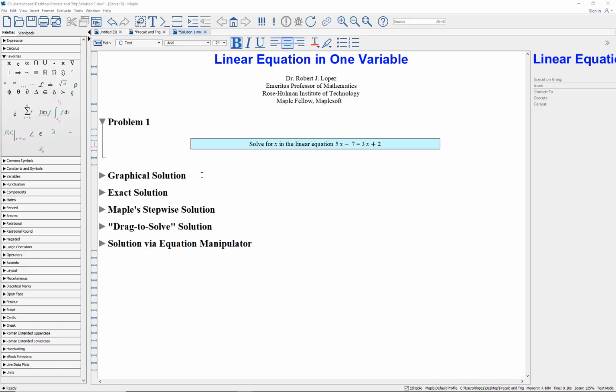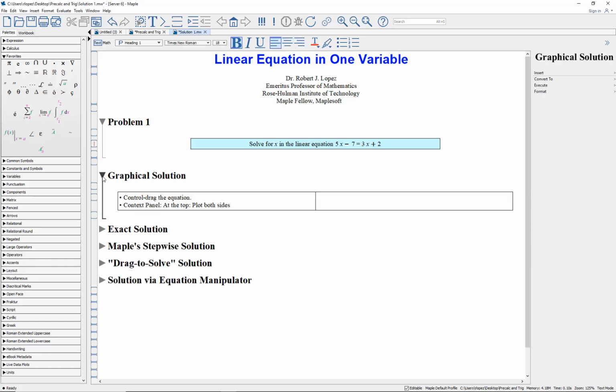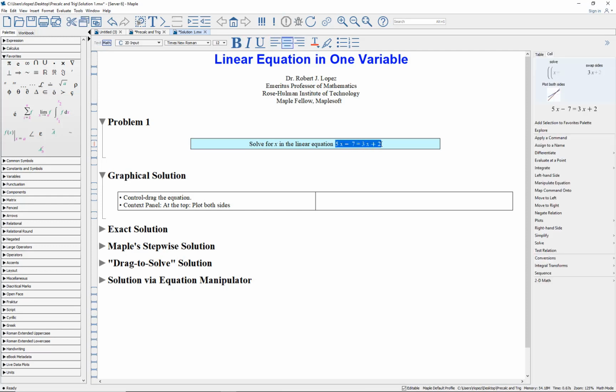So let's begin by getting a graphical solution. I'm going to bring this equation down to where I can work on it. So I highlight it, I hold the control key down and pull it into place. I call that a control drag. That's not a Maple thing. It's a Windows thing. I'm in Windows. You can do the same thing in Linux and on a Mac.